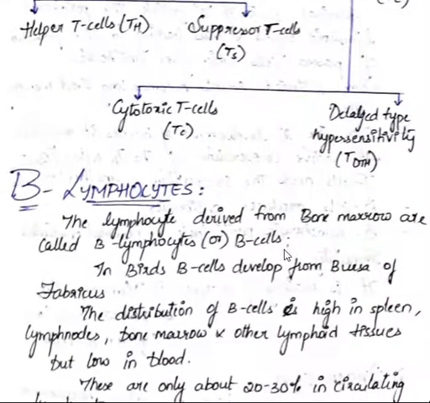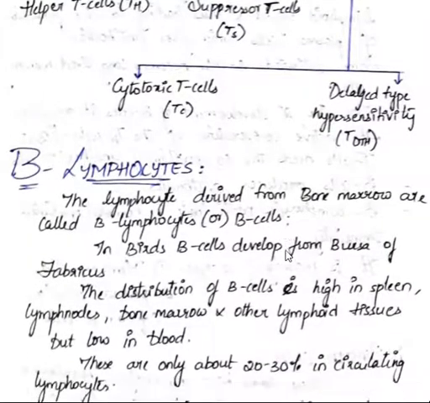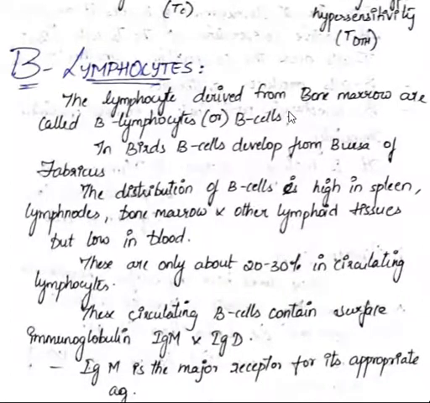Then moving to the B lymphocytes, the second lineage or second type of lymphocytes. Obviously we know that B lymphocytes are derived from bone marrow. The T lymphocytes are also derived from the bone marrow, but we call them prothymocytes. The lymphocytes derived from bone marrow are called B lymphocytes or B cells. I told you the bursa of Fabricius is an organ especially present in birds. So the bursa of Fabricius produces the B cells there, but not the bone marrow.